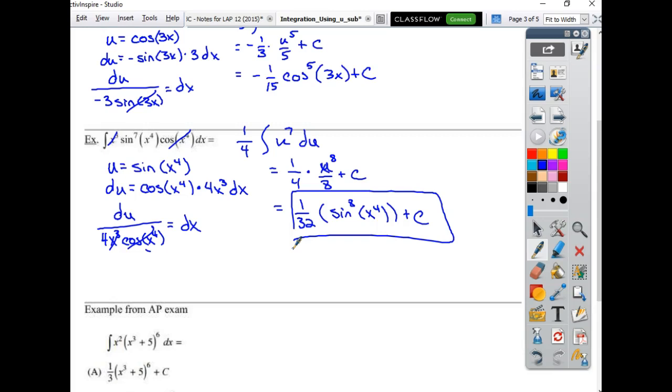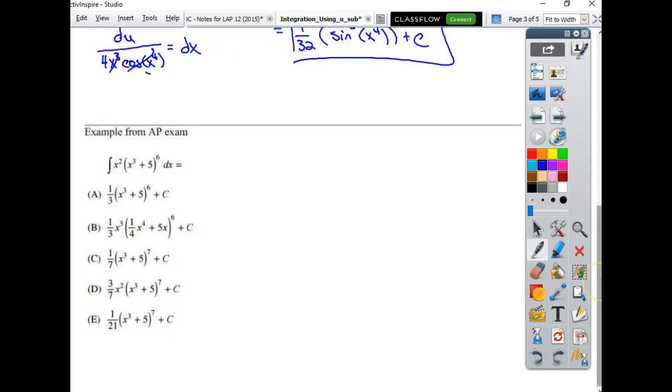Folks, there is an example question right here with the free response. I'll go ahead and we'll do the multiple choice question as well. You can see the multiple choice question. There will be multiple choice questions for the AP test that are just straight up calculus.